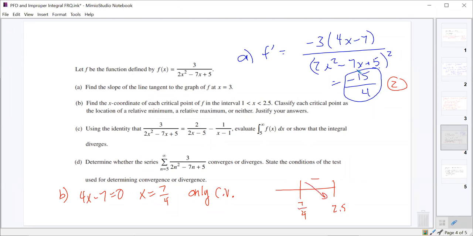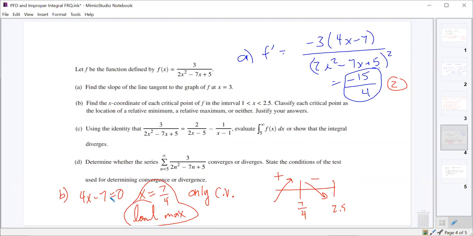Then plug in something less than 7/4. The denominator is still going to be positive. We plug in like 3/2 here. This gives us 6 minus 7, which is negative, times negative, so a positive, which tells us that we have a local max, or relative max, at x equals 7/4. And did it ask us to find the actual max? No, just classify the point.